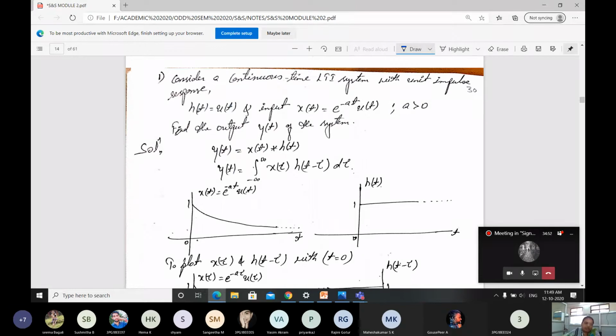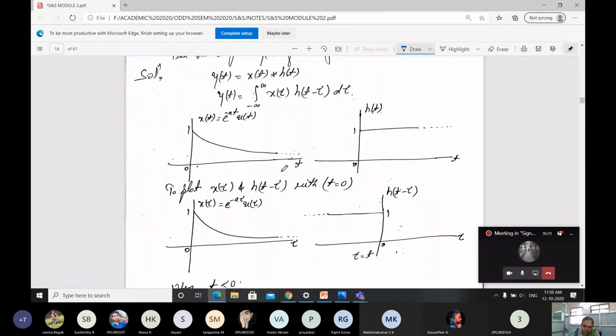y of t is going to be x of t convolved with h of t. In terms of continuous time, it is an integration. So y of t is the integral from minus infinity to plus infinity of x of tau h of t minus tau d tau.